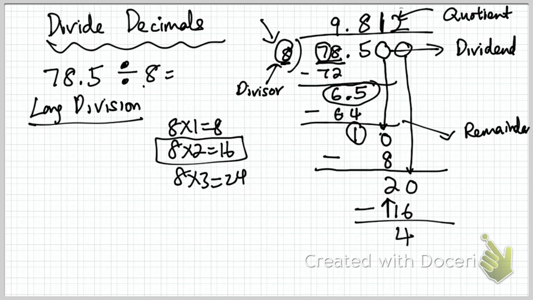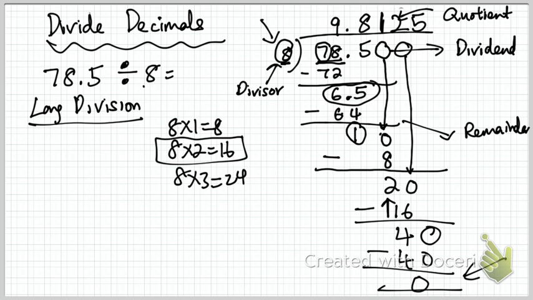And I'm still having a number which is less than 8. So I'll bring another 0 down, and we look at how many 8s go into 40. 8 times 5 is 40. So the final answer is just going to be this. This is when the remainder is actually 0. So the answer for this question is just going to be 9.8125.